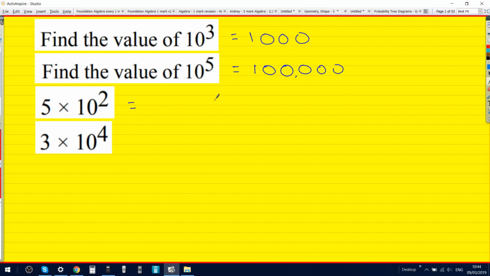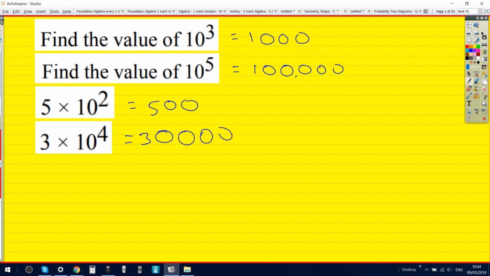This one. So that'd be 5 times 100. So that'd be 500. Yeah, 5 with 2 zeros. And that would be 3 times 10,000. So that would be 3,000. No, 30,000. Sorry. Yeah, I'm never sure. I just do 1, 2, 3, 4.